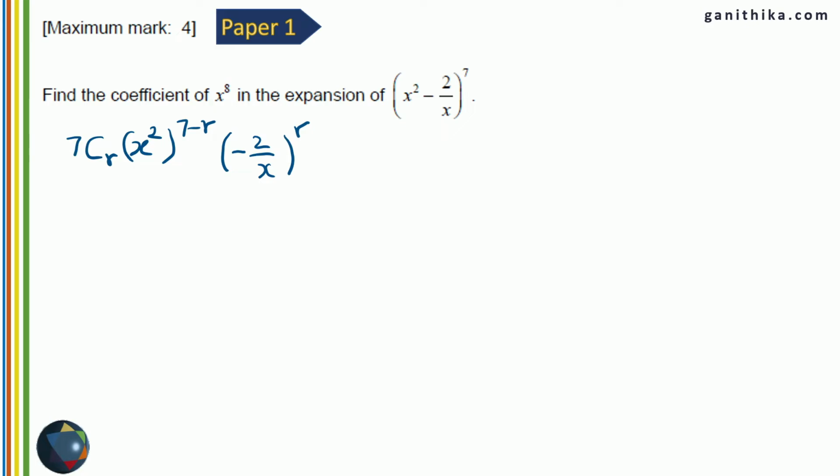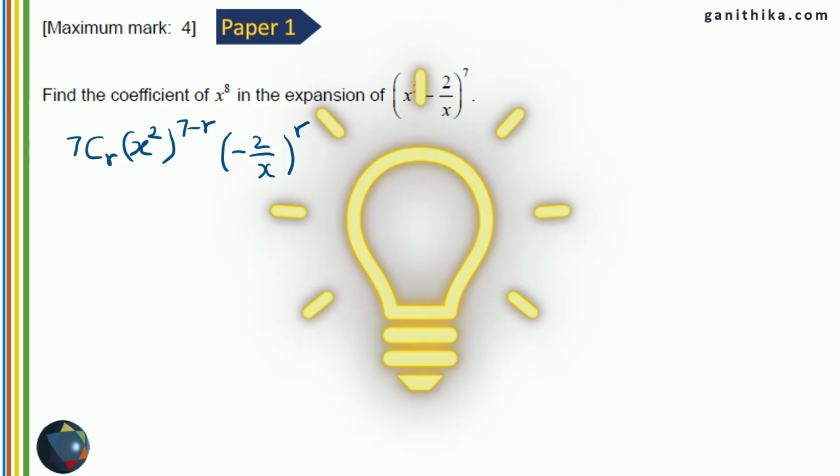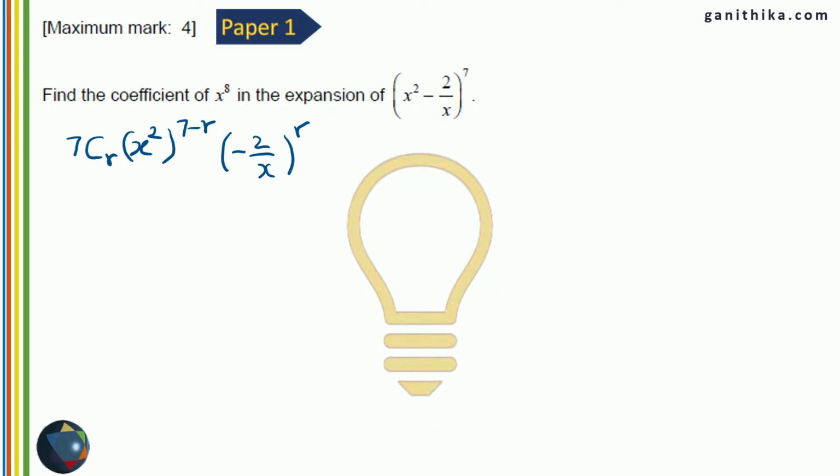The binomial has a negative sign in between them, a minus b the whole power 7. Therefore, the b part will be a negative number here. So negative 2 over x to the power of r. This negative number should be inside the power of r. You have to be careful here when you have minus between the binomial, a minus b the whole power 7. So the minus goes with the b part.